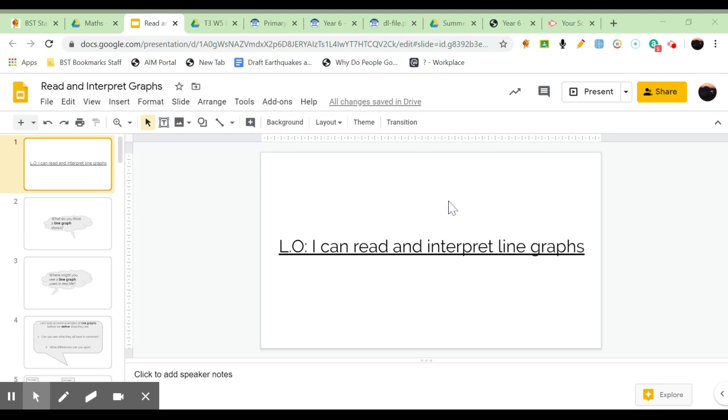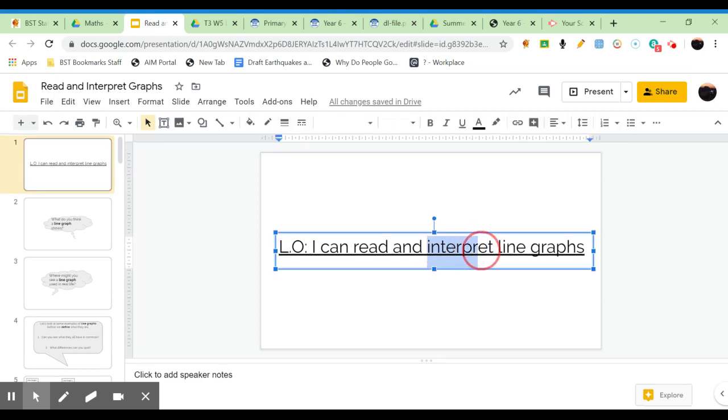So, the first thing I want to do is start with our learning objective, which is I can read and interpret line graphs. Oh, yes, indeed. So, I can read and interpret. So that means by reading, it doesn't actually mean having letters and that we can read. It means looking at what we can see in front of us and understanding what it means. And that is the same as interpret. Okay. So it's working out what the graph is trying to tell us here.